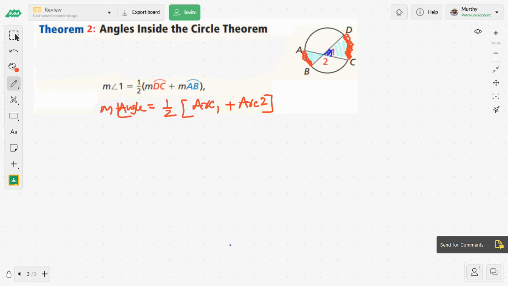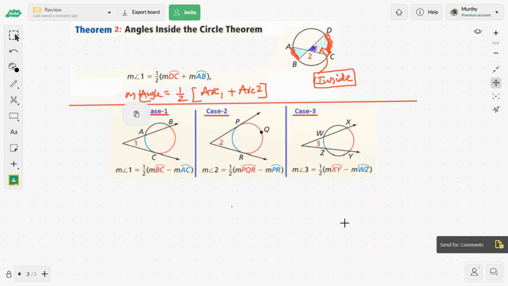Please notice that angle 1 is inside the circle, in the interior of the circle. So we are adding the lengths of the arcs. Now let's look at the other theorem.